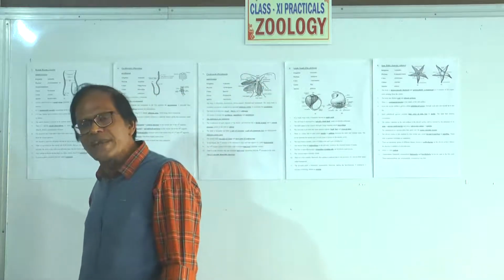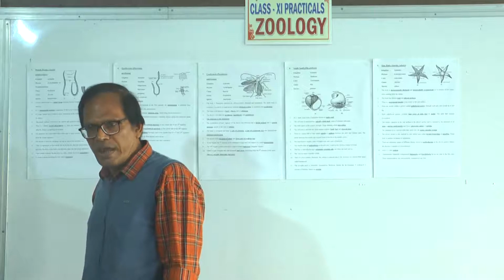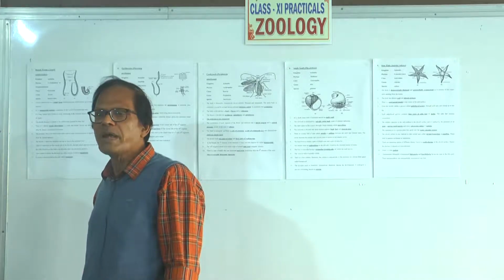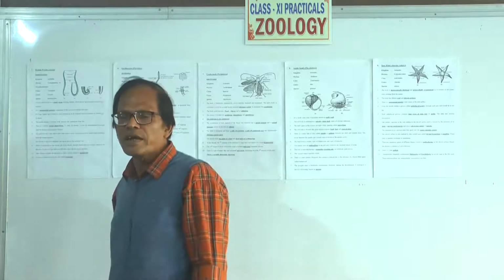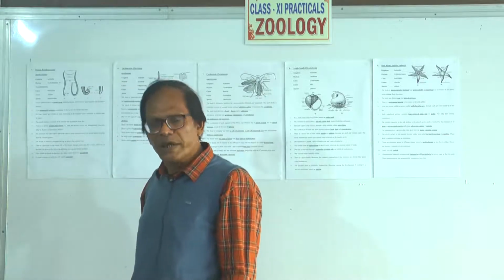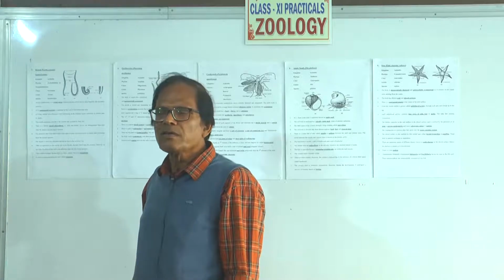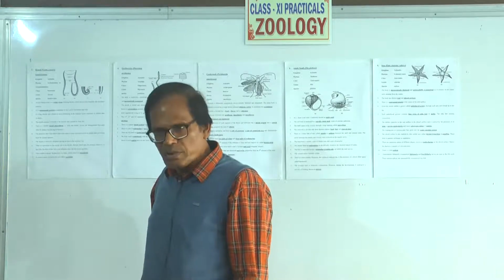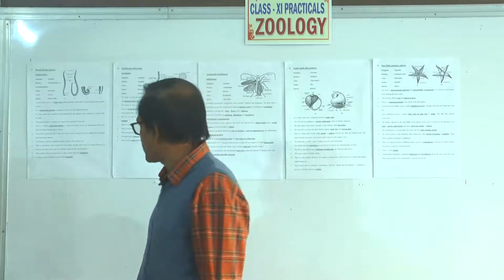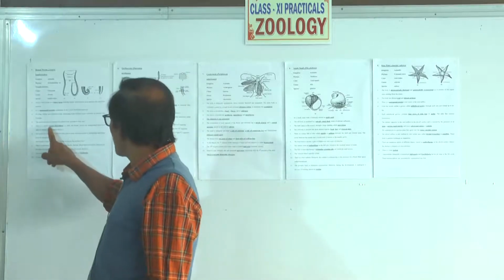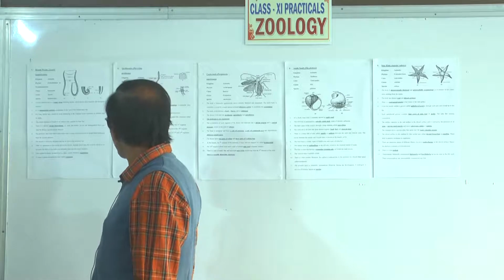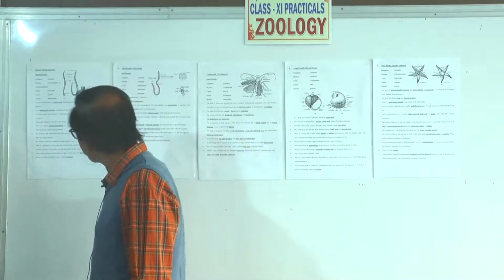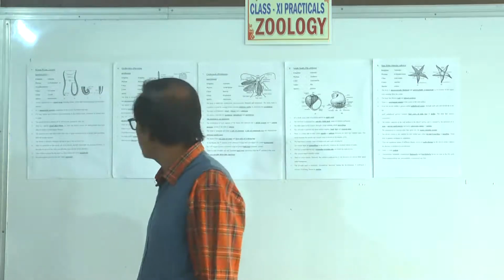There is a distinct sexual dimorphism. That is, males and females are separate individuals. They are distinguished from each other easily by some morphological features. This is the phenomenon of sexual dimorphism. Male and female Ascaris are distinguished from each other by distinct morphological features.